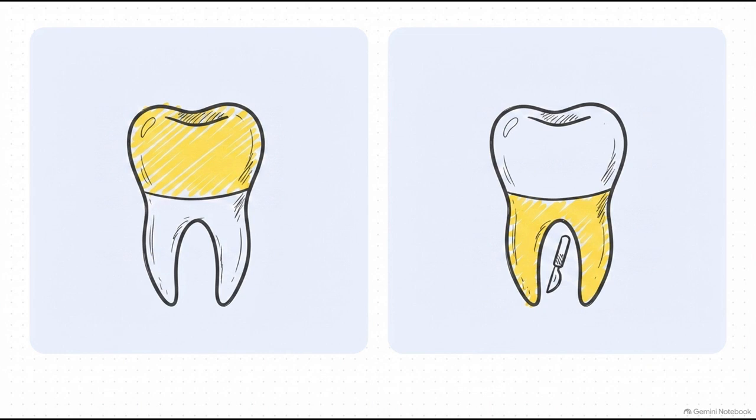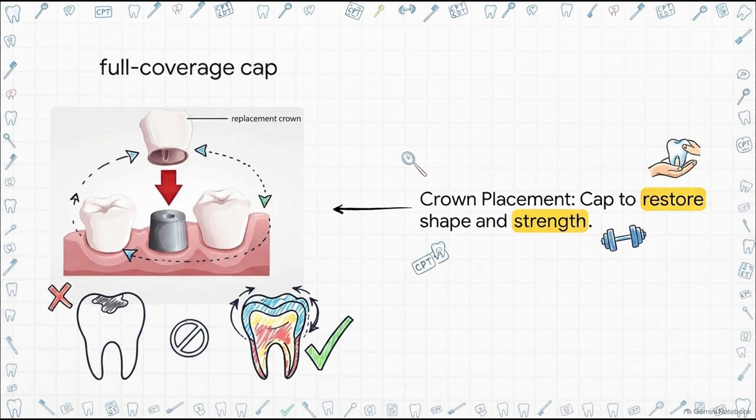Taking a look here, notice how a replacement crown acts as a full coverage cap. It fits perfectly over a reshaped tooth to restore its shape, size, and its overall strength. This is a major restoration, which is quite different from your standard dental filling that simply repairs a smaller portion of the tooth structure damaged by decay or trauma using amalgam or composite resin.